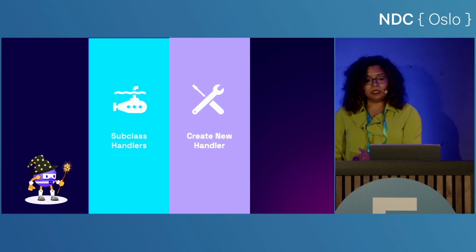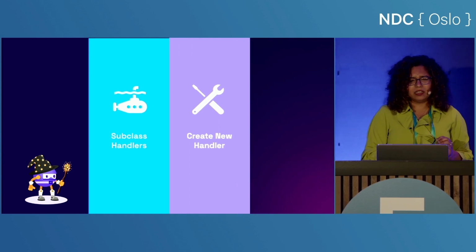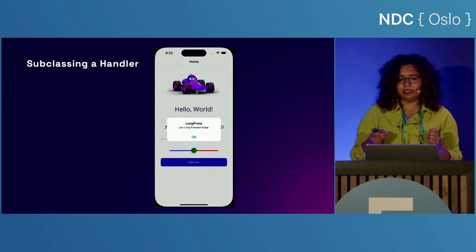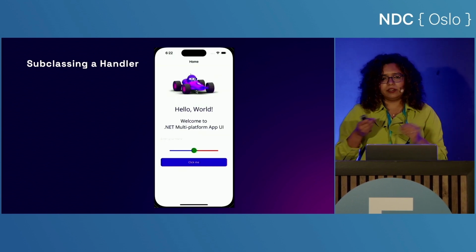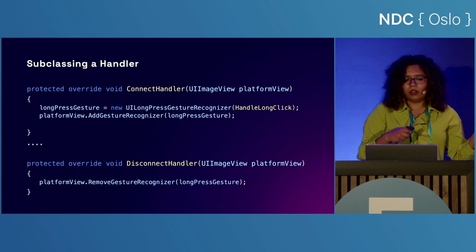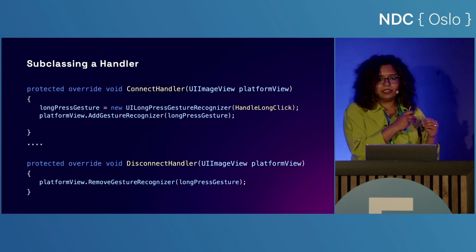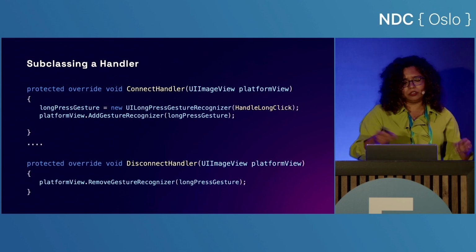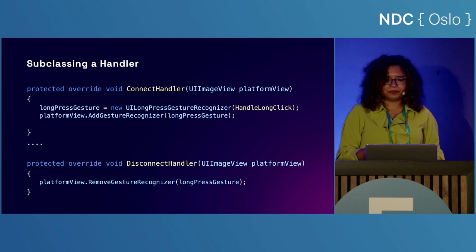Now, a deeper level to this: let's subclass the handler. This is a little bit more intense. If you need something more complicated, like you want to go into an event lifecycle, you need to register or deregister some events, this is what you want to do. All you do is pull out the connect handler, disconnect handler, for example, attach whatever events you need to, and you can disconnect it, and you're good to go.